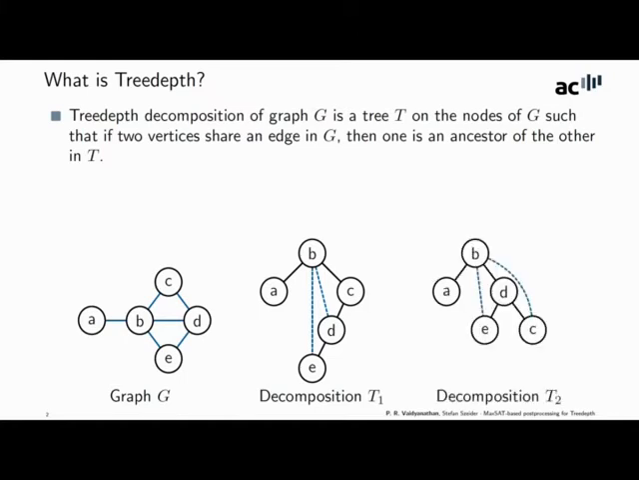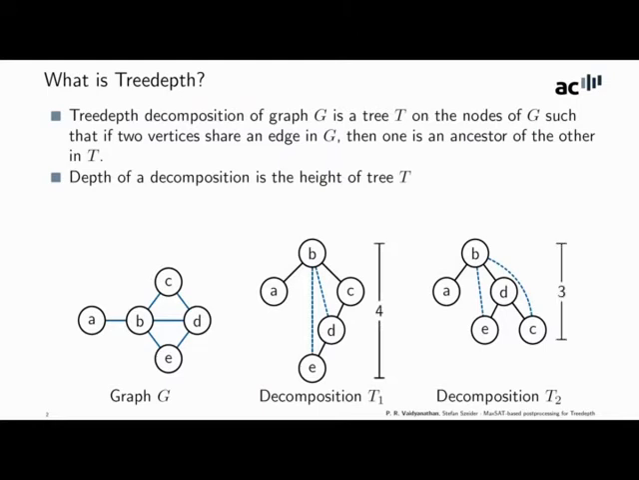Here is another tree depth decomposition of the same graph G. So how do you evaluate which of these is better? To do that, we define the depth of a decomposition in terms of the height of the tree T. So the depth of decomposition T1 here is 4 and the depth of decomposition T2 is 3. The tree depth of a graph is then defined in terms of the lowest possible depth over all decompositions.